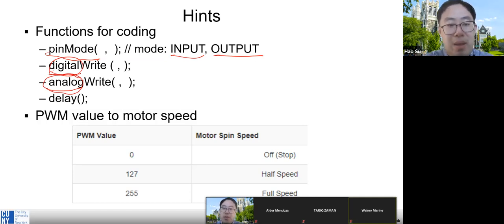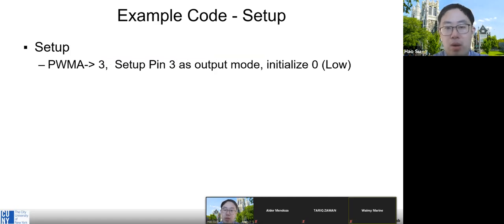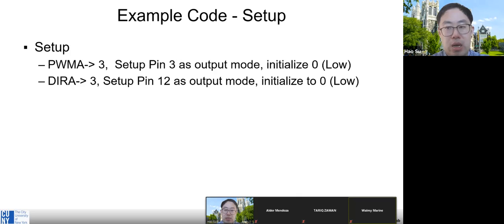And for the PWM value for the Arduino Uno, it goes from 0 to 255. It corresponds to the motor spinning speed from stop to full speed rotation, right? I will briefly go over the code with you because this is just an overview for the lab. In the lab session, we will go over the detailed coding. So just to give you a brief overview, right?